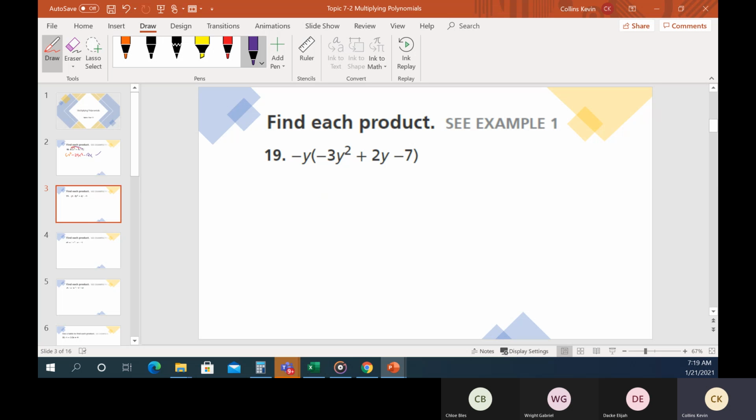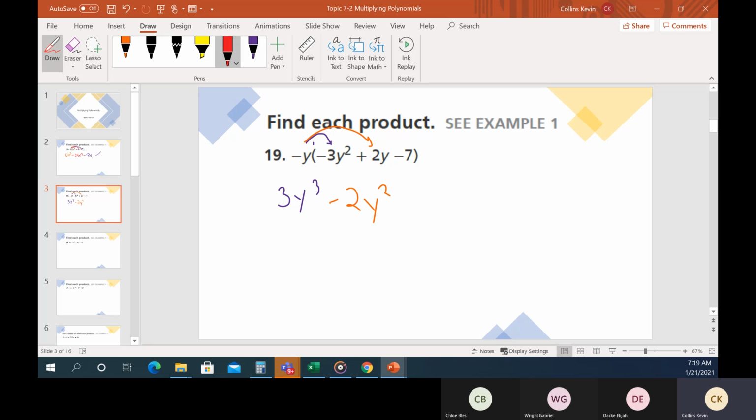Okay, so one of the biggest things is you've got to watch your signs here. So this time we've got minus y, that's really minus 1y. So minus 1 times minus 3 is going to give you plus 3. And then we have y to the first, y to the second, that's going to be y to the third. Okay. Then we do minus y times 2y, so negative 1 times positive 2, that's going to give you negative 2. Y to the first and y to the first is y to the second.